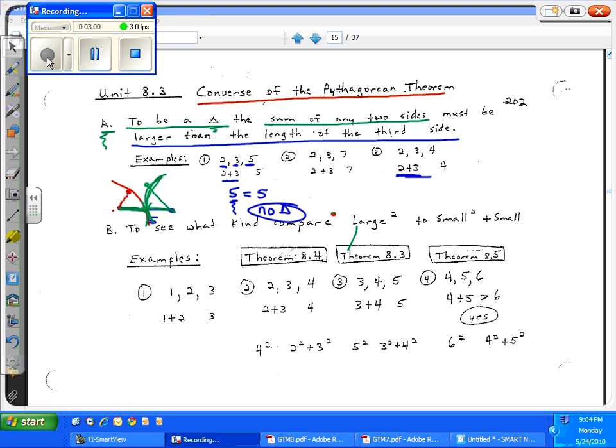Here, if we take the smaller two, we get a sum of 5, and this is 4. The sum of the smaller two is greater than the other, so it is a triangle.